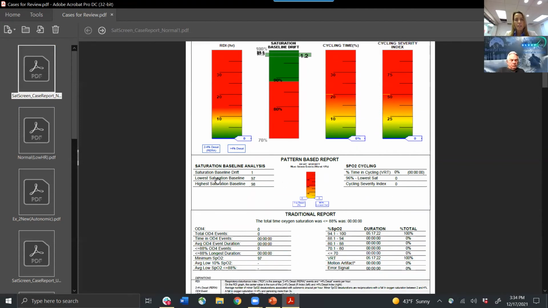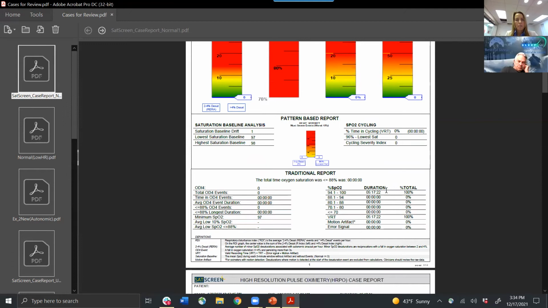This next section, the pattern-based report, in most cases you don't really need to take much of an in-depth look at. It's basically outputting what's on the dashboard in numerical form. In the traditional report, there's a couple things here that I'll just make note of. The total time oxygen saturation was at or below 88% is going to be right here at the top of that traditional report section. In this case, it's 0.